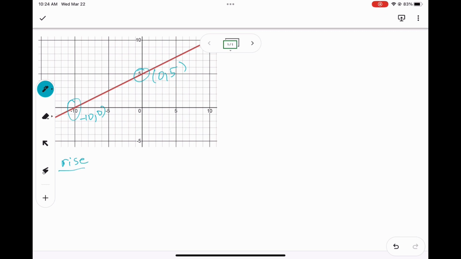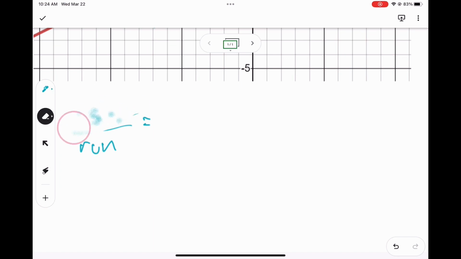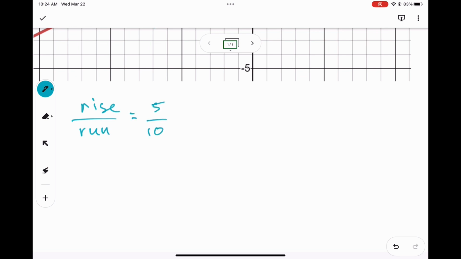So if we start at negative 10 to 0, it runs 10 and then it rises 5. So our rise would be 5 and our run would be 10, which means my slope is 1/2, right? And my y-intercept is 5. Once we got that, we can now write it in function notation. f of x is equal to 1/2 x plus 5.